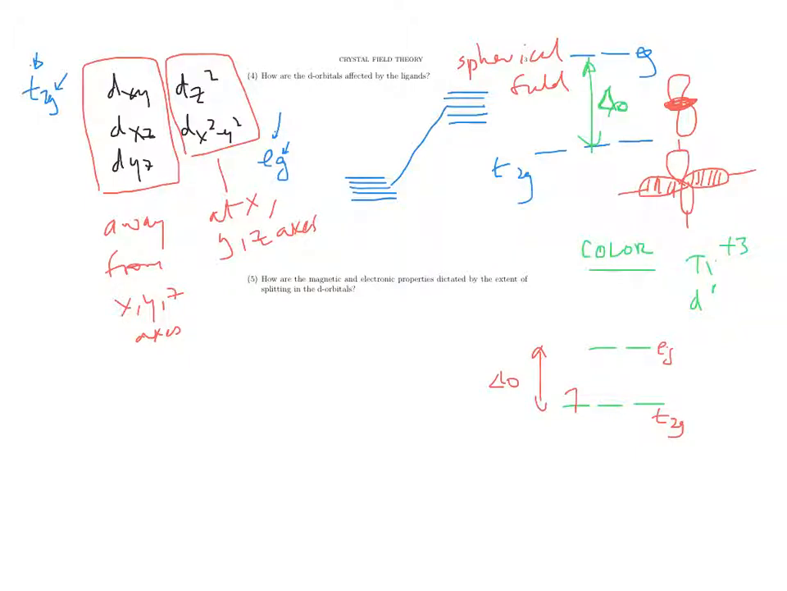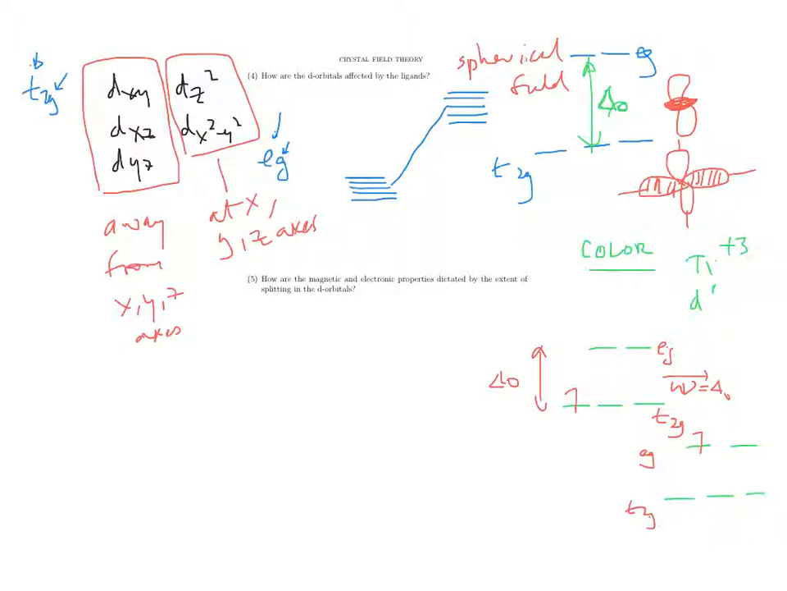Now, if the right photon comes along, such that the energy of the photon is equal to the crystal field splitting energy, then we would promote that electron, and we'd get a new configuration that I'll sketch over here, where the electron is now in the eg orbital instead of the t2g.